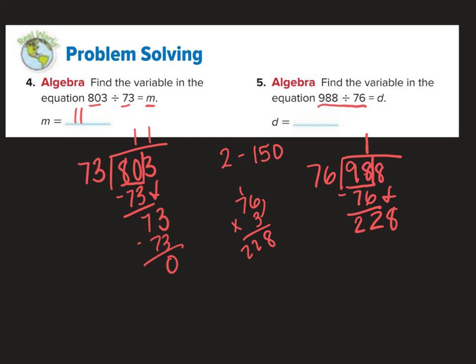So again, I said 2 75s was 150. If I doubled that to 4, it'd be 300. 4 75s are 300. So I backed down to 3 and tried it. If 3 didn't work, then I could adjust from there. Maybe I need to go a little higher and do 4. Maybe I need to go lower and do 2. 2 76s. So we got lucky here. 76 times 3, we already did it. Minus 228 is 0. So d is equal to 13.